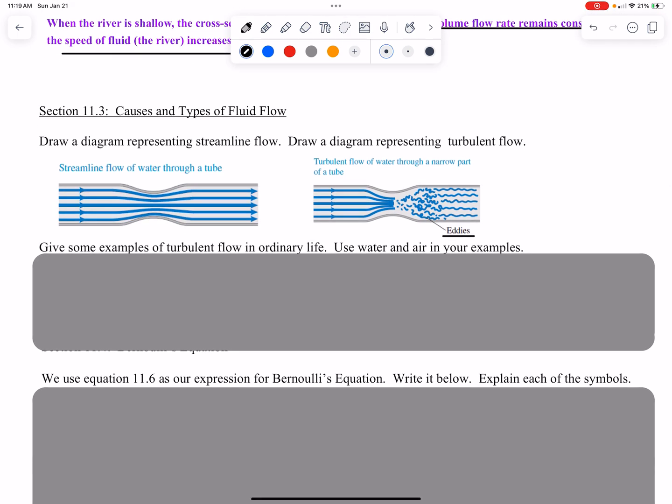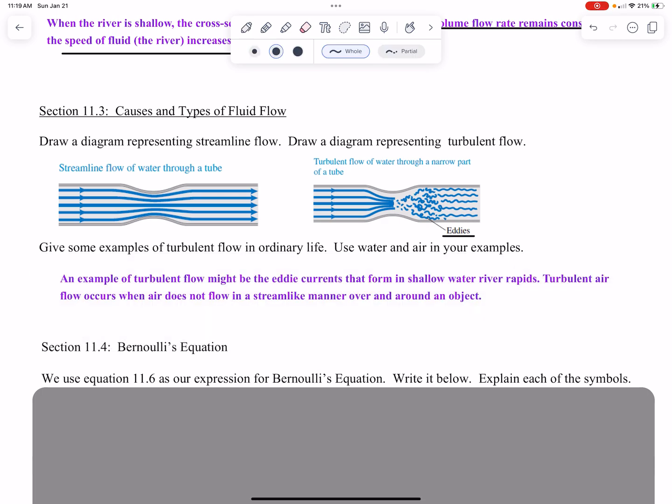Give some examples of turbulent flow in ordinary life. Well, besides turbulence in an airplane that we experience when the airplane starts to shake when you encounter those types of things, there are other examples as well. For instance, you get eddy currents that form in shallow river rapids, right? Turbulent airflow also occurs when the air does not flow in a stream-like manner over and around an object.